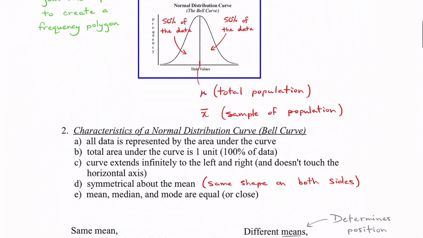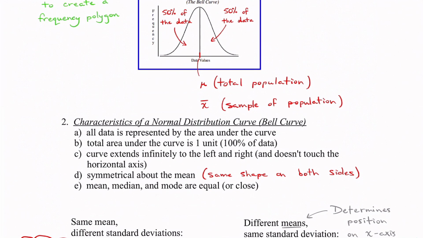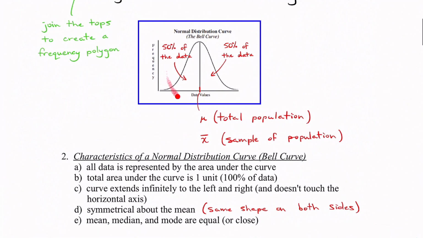Next we're going to look at some characteristics of a normal distribution curve, and compare it to what we have here. All data is represented by the area under the curve. All of the data points make up all of this area under here. The total area under the curve is 1 unit, or 100%. If you added up all of the percentages, it has to add up to 100%. The curve extends infinitely to the left and to the right and doesn't touch the horizontal axis. That's just saying this keeps going and going, but it doesn't actually touch this bottom horizontal line. Same thing going this way.